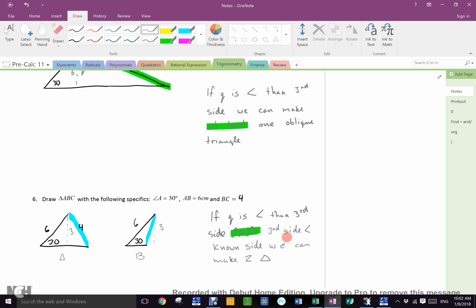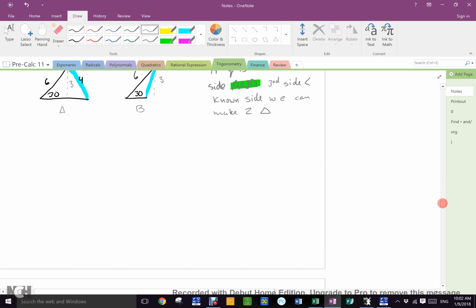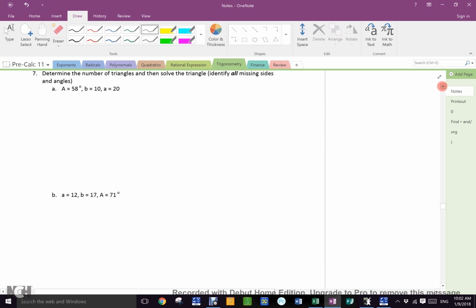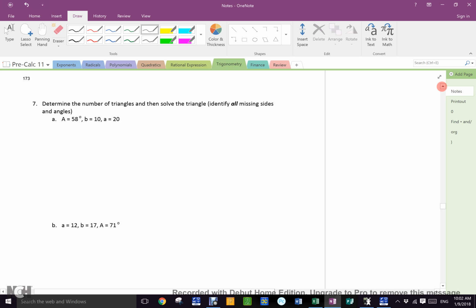Now, all of this is kind of like, bleh, until you put it into practice, right? So let's do a couple of ones, and then we'll go back and we'll look at number 6 and 8 and 9, okay? So here we are at page 173. Angle A is 58. So we know our first angle is 58. Do you guys have 58, 10, and 20? Okay. So if that's angle A, then we're going to put B up here, right?